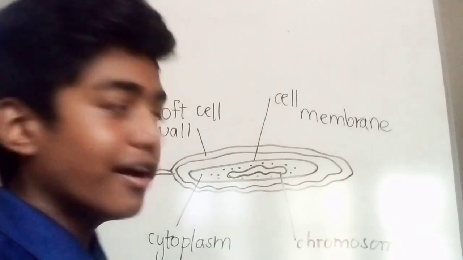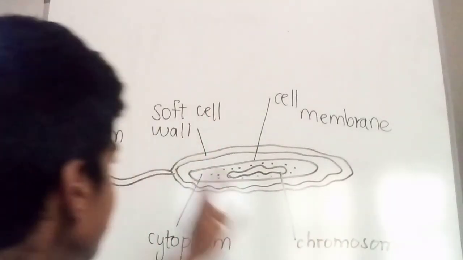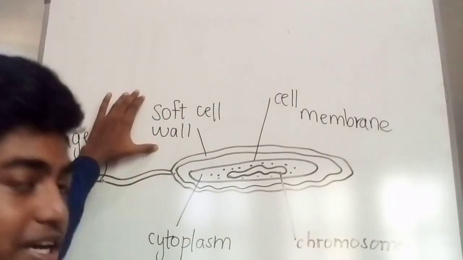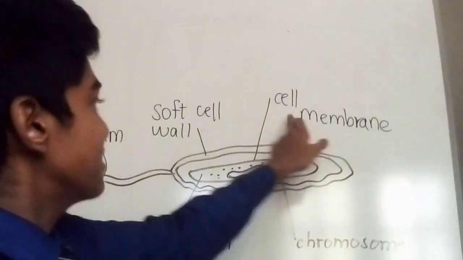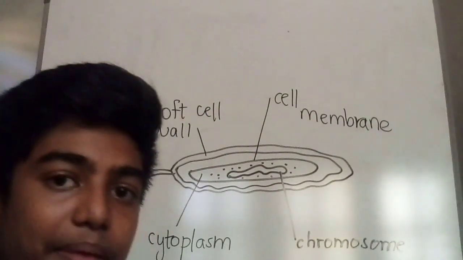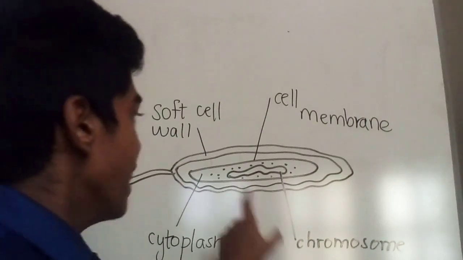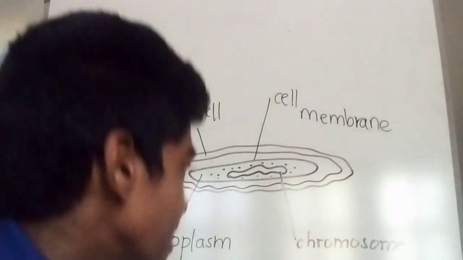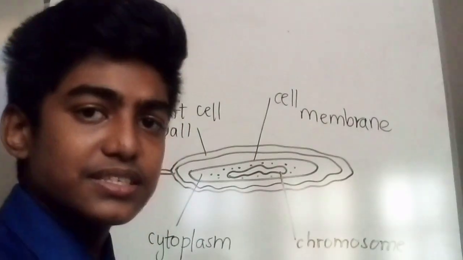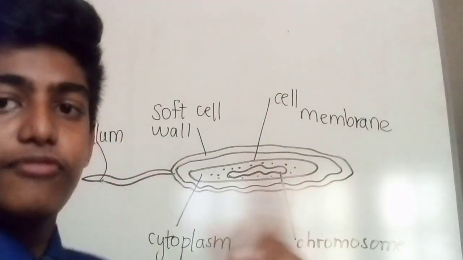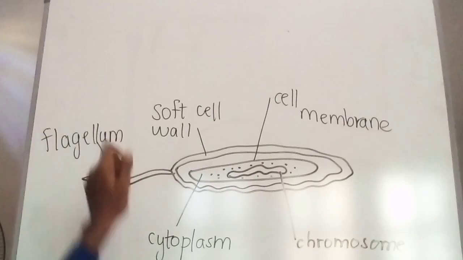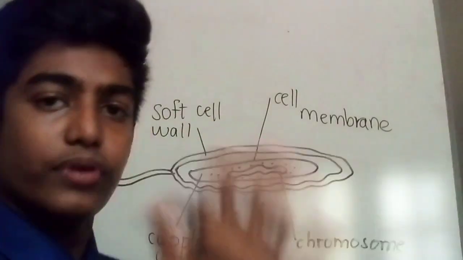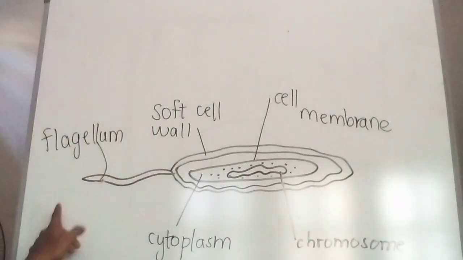This is the structure of a bacterium. You can see that a bacterium has a cell wall which contains a cell membrane. Inside the cell membrane there is the cytoplasm and the chromosome, which contains the gene instructions for the bacterial cell. Some bacterial cells have tails called flagella, which help them move around. This tail is called the flagellum.